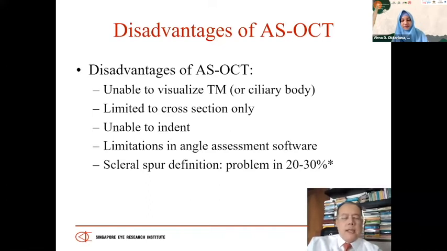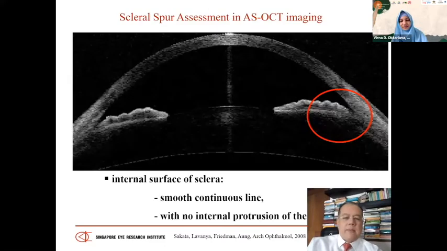There's also a limitation in that you can only see the scan of where you take the image, and if you don't take multiple cuts, you may miss angle closure in different parts of the eye. There's also some limitations in angle assessment software. And finally, scleral spur definition is a problem in about 20 to 30% of cases.